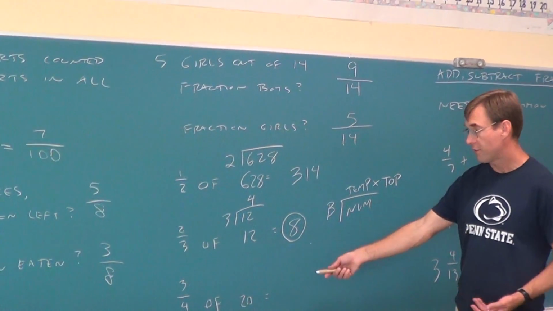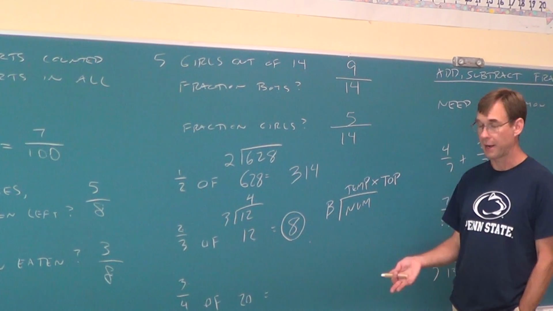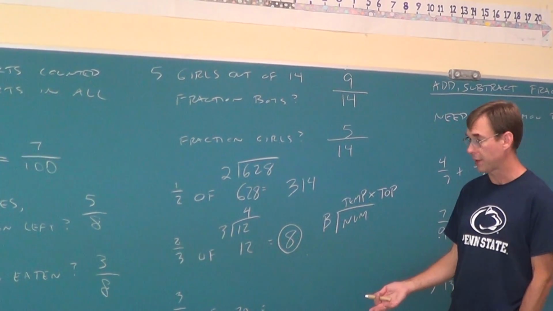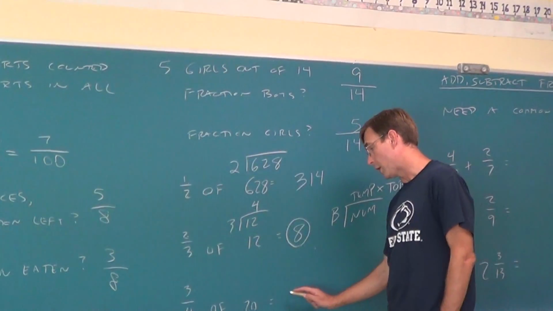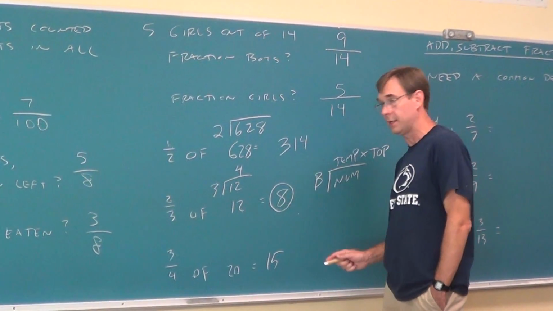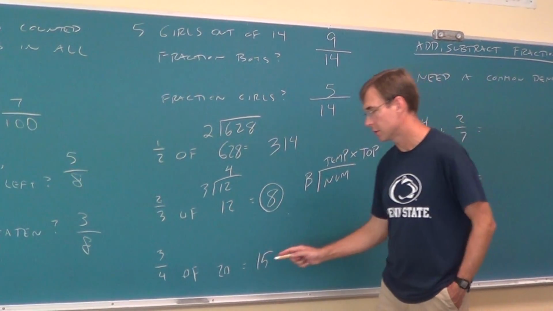Back to work, 3/4 of 20. Now that you saw the technique, pause the video, try to do 3/4 of 20, make sure we're okay. If you do 3/4 of 20, the answer should shoot you 15. If you got 15, you're good. If you didn't get 15, here's our strategy again.